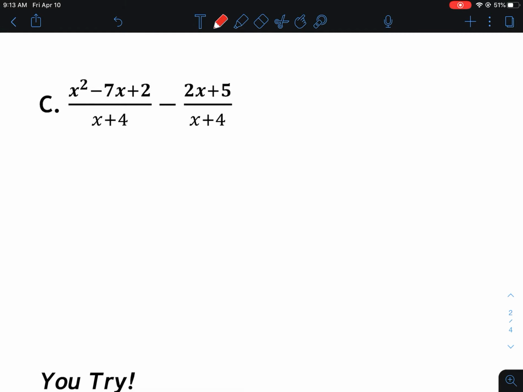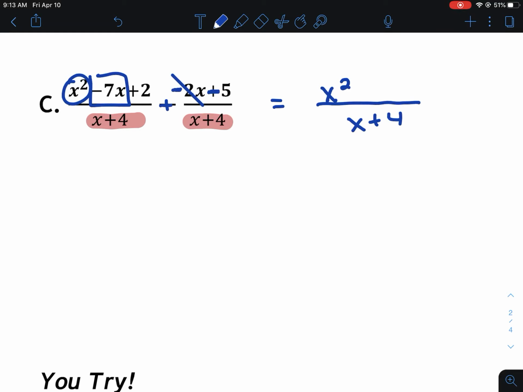All right, go ahead and try this last one on your own. Pause the video and play it when you're ready. Okay, so we have our denominator is x plus 4. When I subtract this, it's going to change both of those to minus. Nothing adds with that x squared. I have negative 7x, and negative 2x gives me negative 9x, and 2 minus 5 gives me negative 3.